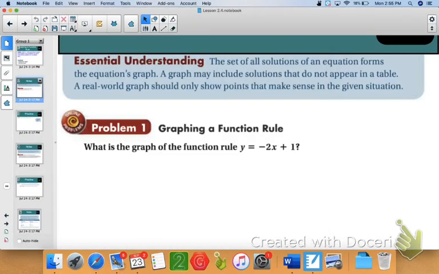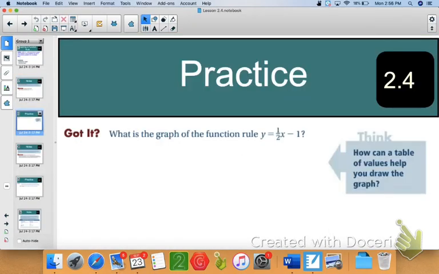Okay, so moving on. I'm going to have you try this one. Graph it by hand first, and then see if you can do it on the calculator. Go ahead and pause this in 3, 2, 1, pause.